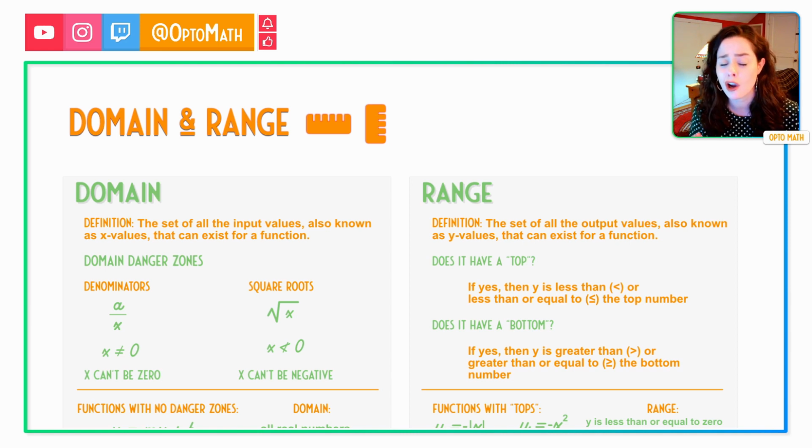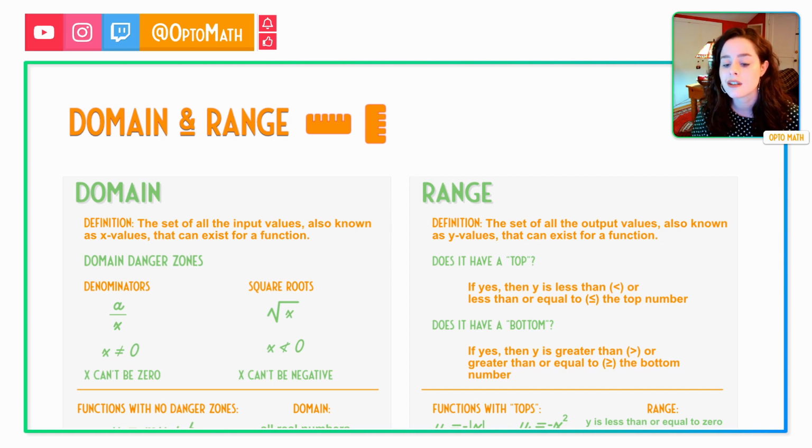So if we're talking about what's possible, there must be some instance or some instances where you have some issues with what x value could be allowed. So there are two of these danger zones, or domain danger zones, here written. The first is a denominator. You cannot divide by 0. So you cannot have an x as a 0 if x is in your denominator. So that's one of the danger zones.